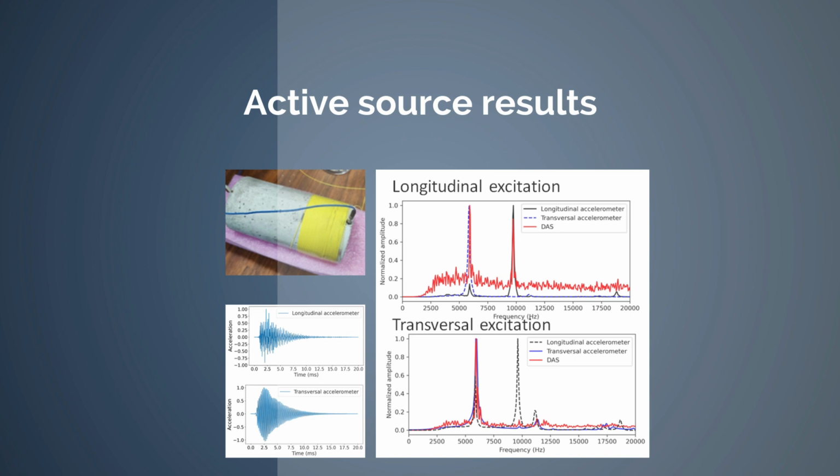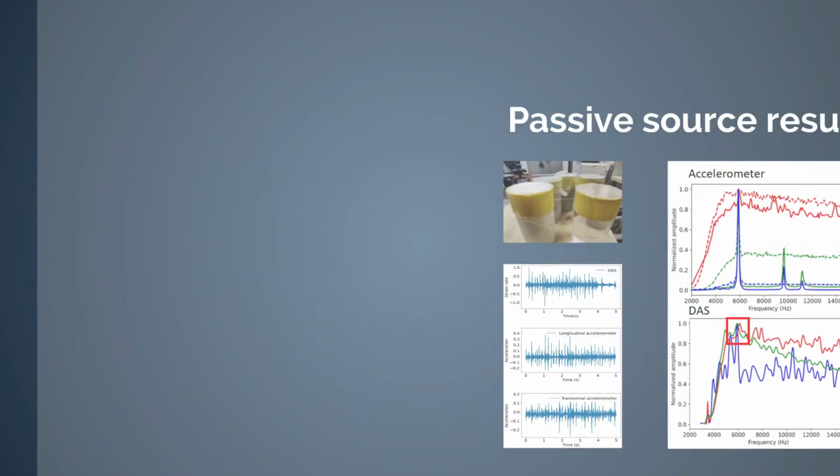Under transversal excitation, DAS and accelerometers both detect the fundamental resonance frequency at 5,900 Hz, but the second transversal mode at 11 kHz is only recorded by the accelerometer, possibly due to the low sensitivity of DAS at high frequency. The longitudinal accelerometer detects both modes, but with a higher amplitude for the longitudinal direction. In summary, fundamental longitudinal and transversal resonance measured by DAS and accelerometers with an active source are cross-validated.